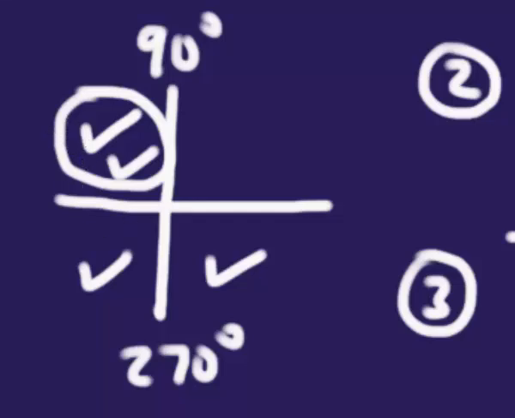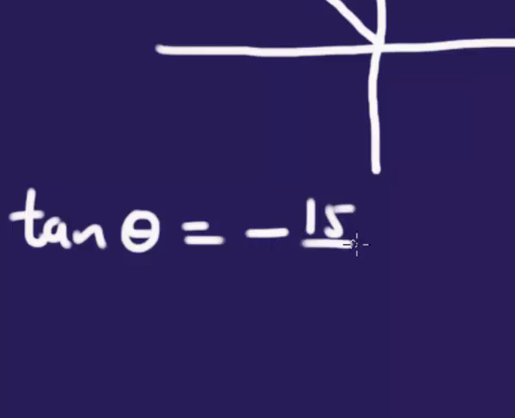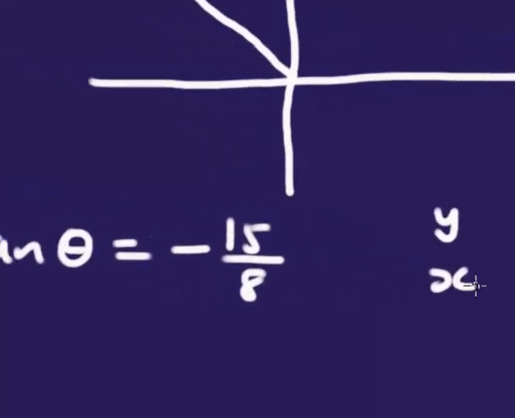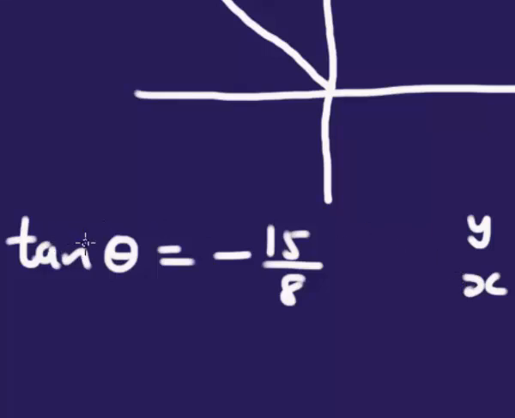Now I'm going to draw a diagram quickly with all of this information. Let's draw a little y-axis there, and our x-axis, and we are in quadrant 2. Now, what do we know about tan? Well, tan we've worked out as negative 15 over 8. In other words, we know tan is y over x.